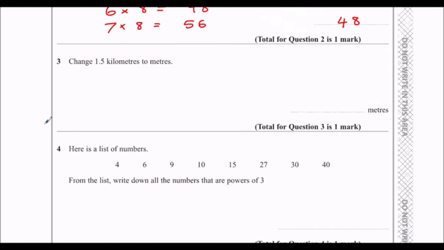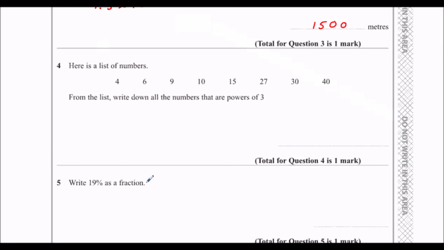Question 3. Change 1.5 kilometers to meters. Whenever we have a kilo, a K, that means 1,000. So kilometers are 1,000 meters. So 1.5 thousand meters, 1.5 times 1,000 is 1,500.